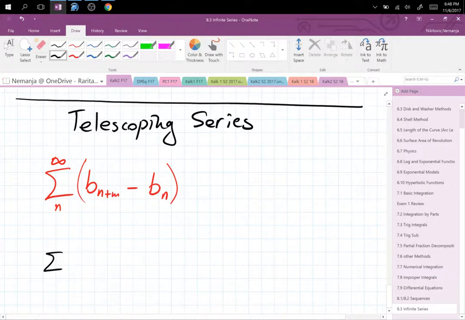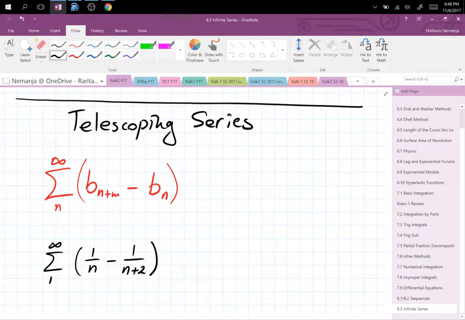Say you have the summation of 1 over n minus 1 over n plus 2 from 1 to infinity. You can't start at 0 because if n was 0, 1 over n would be infinity, right? So we have to start with 1 in this case. I could have started at 10, doesn't matter. So, would this converge or diverge?